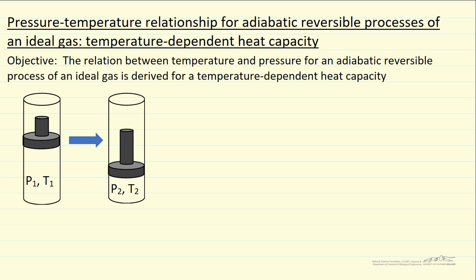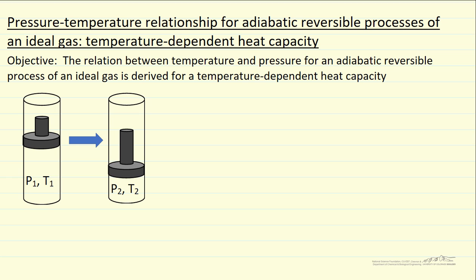Here we're interested in looking at an adiabatic reversible process for an ideal gas. So we start at pressure P1 and T1, and then, for example, here we're showing adiabatic compression to pressure P2 and T2. So the typical question is, we know pressure 1 and temperature 1. If we know pressure 2, how do we determine temperature 2?